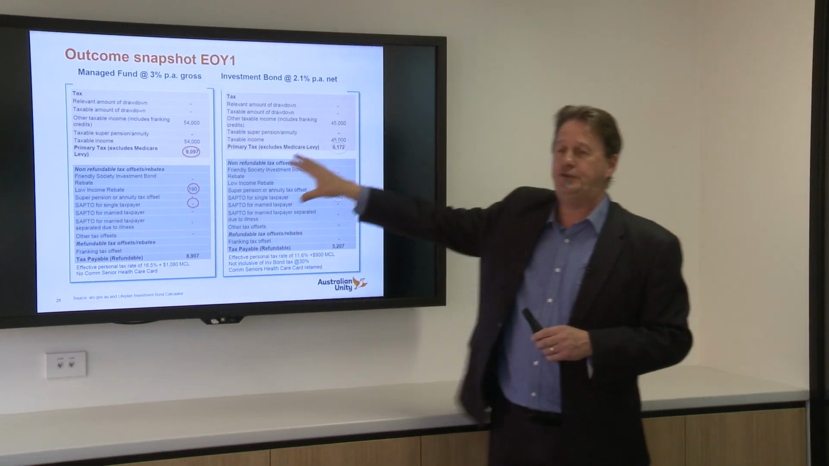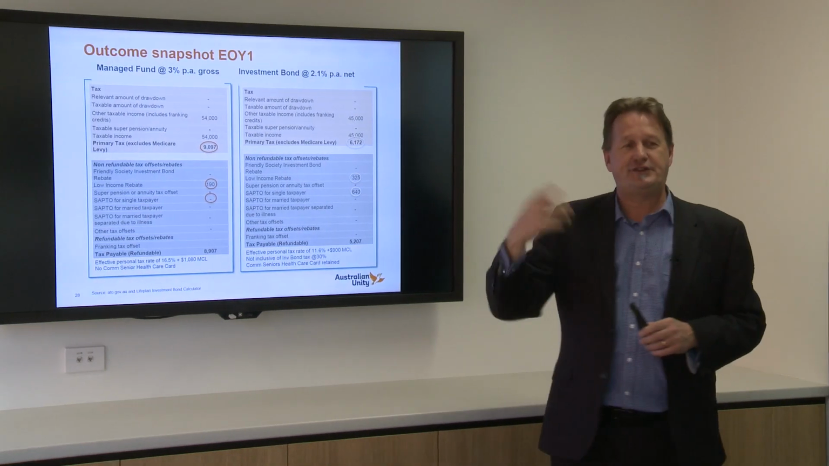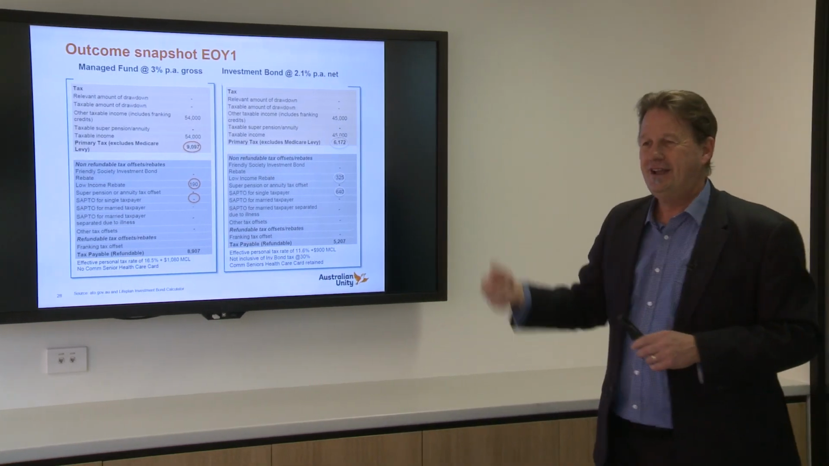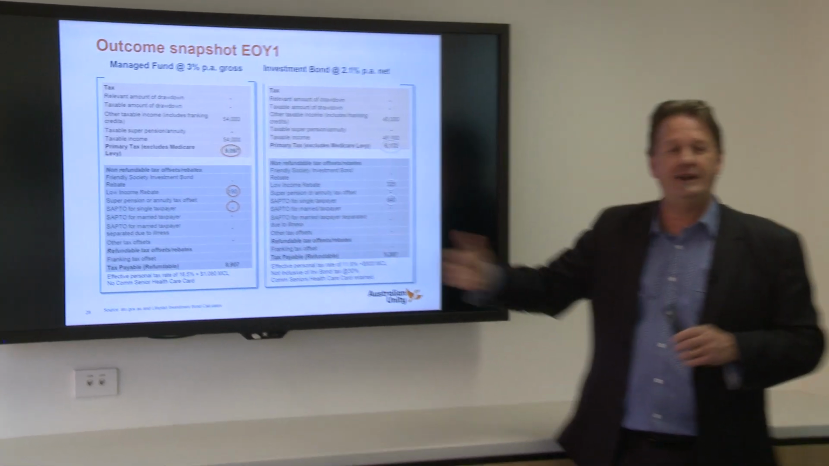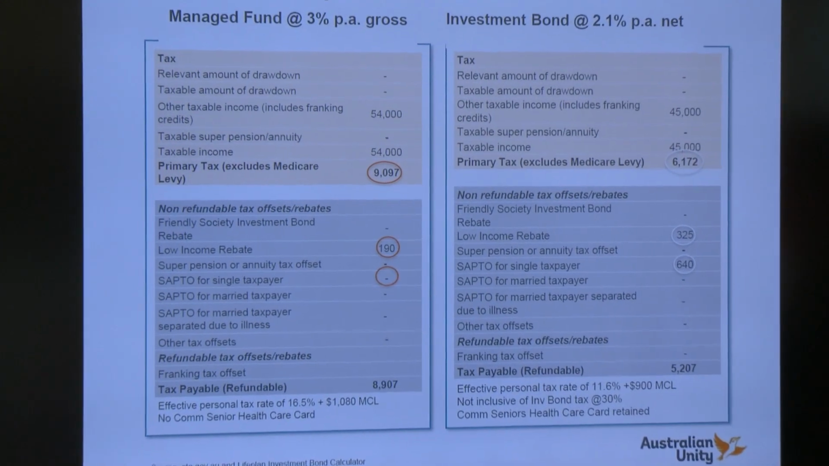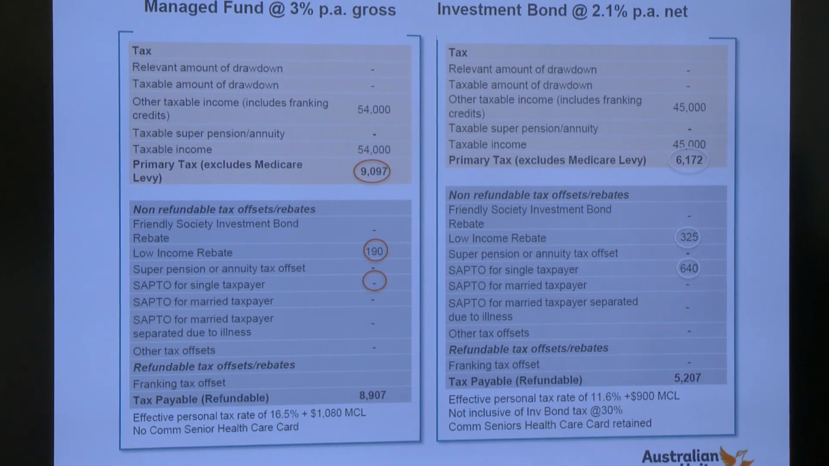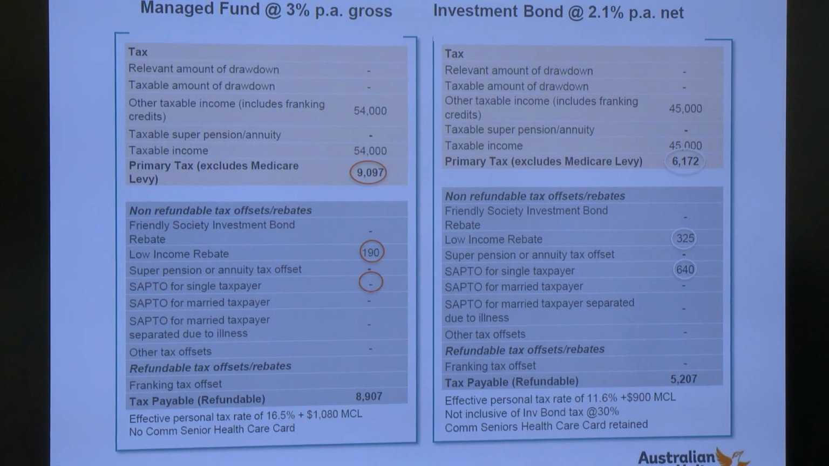So this was important to Dot in this scenario. If you looked at the tax position though, the tax inside the bond at 30 cents in the dollar is probably going to be higher than the tax she pays as an individual outside across the different marginal rates. But Dot's aim here was to retain the seniors healthcare card. And this is where a bond can help you in that regard.